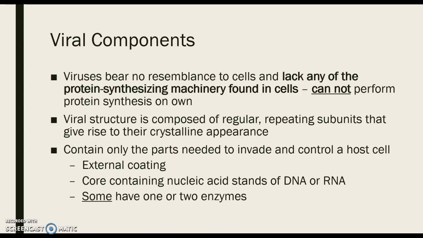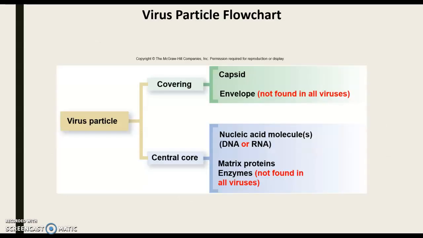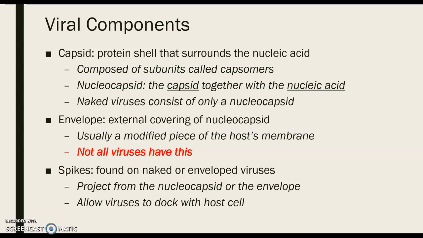They have an external coating. They have a core containing nucleic acid strands of either DNA or RNA. And some have one or two enzymes. So the viral components: we have a capsid, which is the protein shell that surrounds the nucleic acid. This is composed of subunits called capsomeres. The nucleocapsid is the capsid together with that nucleic acid. So you should know these terms. They're important. They'll come up on the exam.